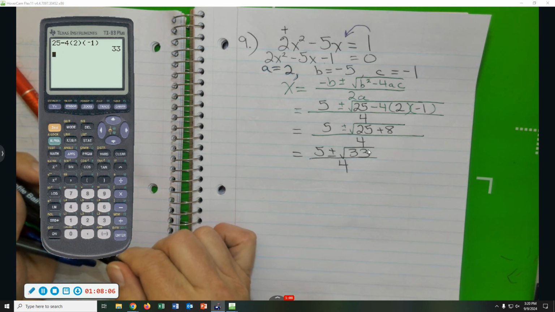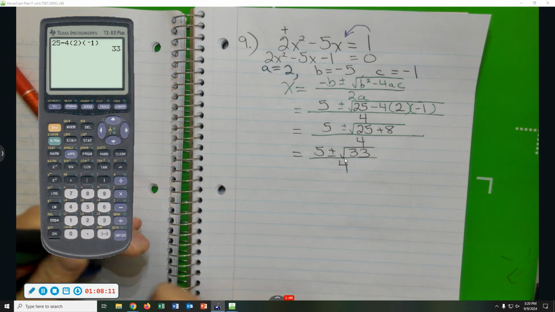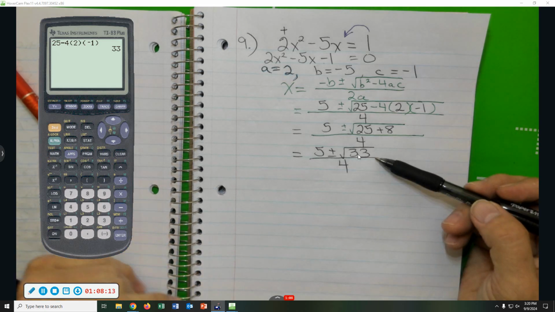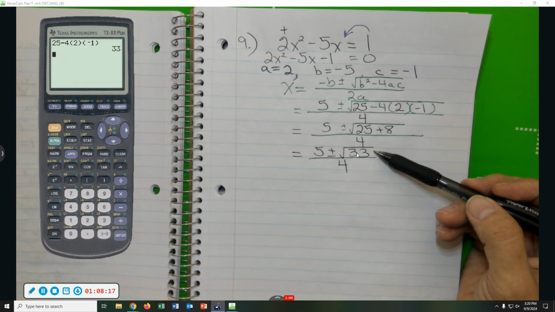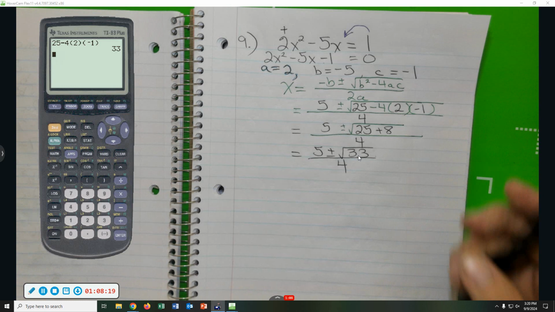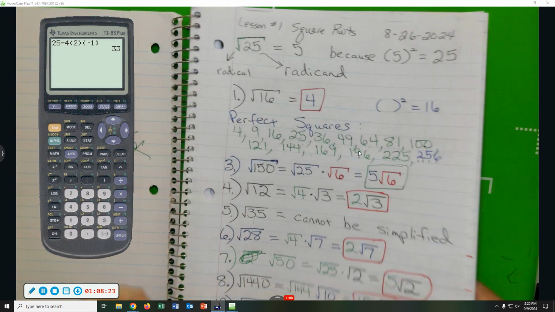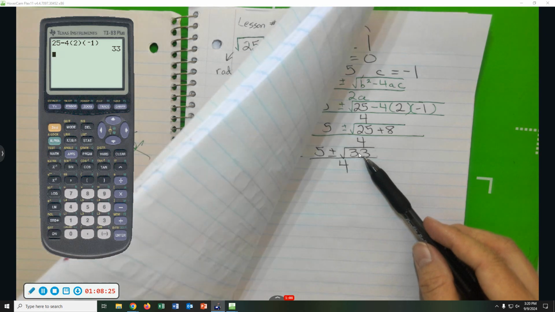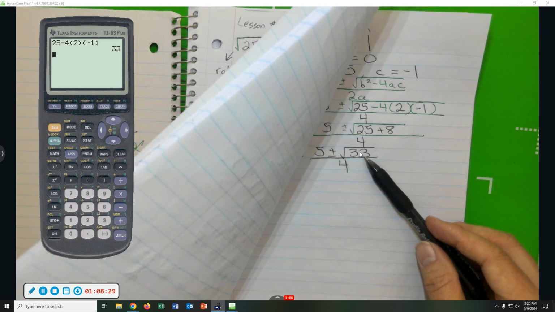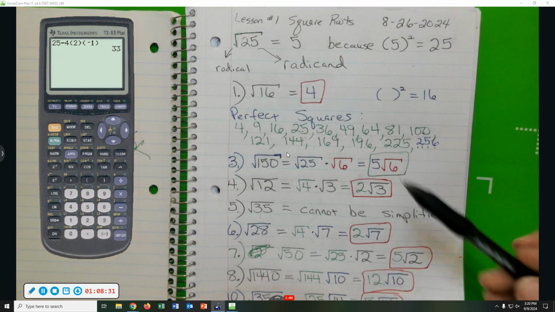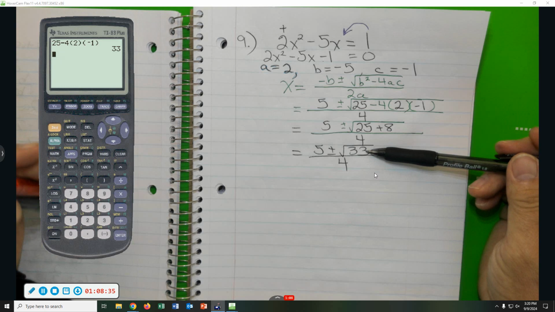Am I going to have an I in my final answer? No. Can I reduce the square root of 33? Is there a perfect square that divides evenly into 33? 4, 9, 16. No. Other than 1 and 33, the only integer factors would be 3 and 11. They're not perfect squares.